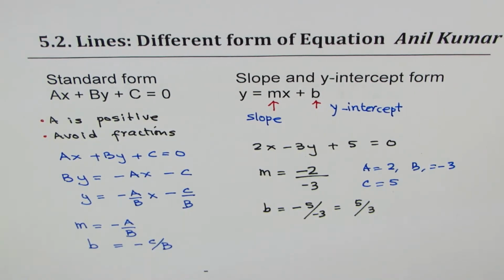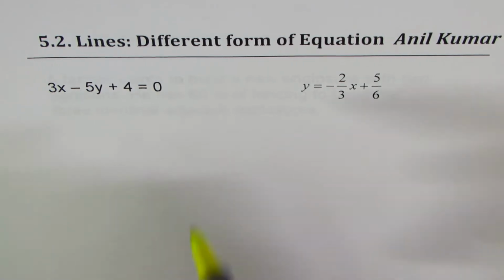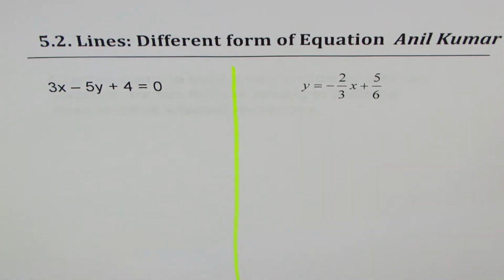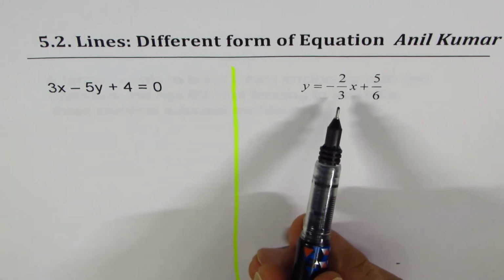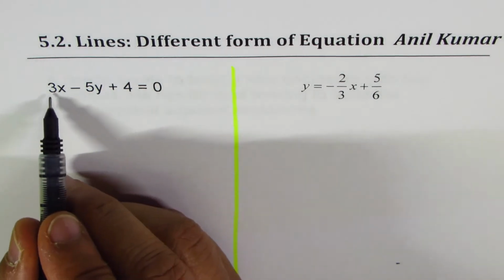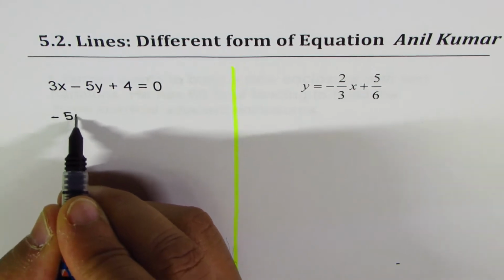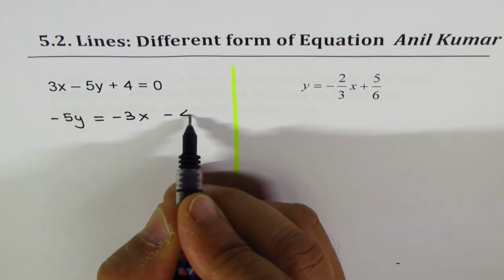Now, in the next page, we'll actually see how to transfer or translate one equation to another. So here is an example for you to work with. We have two equations, one in standard form, the other one in slope-intercept form. We will see how to write standard form into slope-intercept form and slope-intercept form into standard form. We have 3x minus 5y plus 4 equals to 0. We can write this as minus 5y equals to, taking 3x to the right side becomes minus 3x and minus 4.